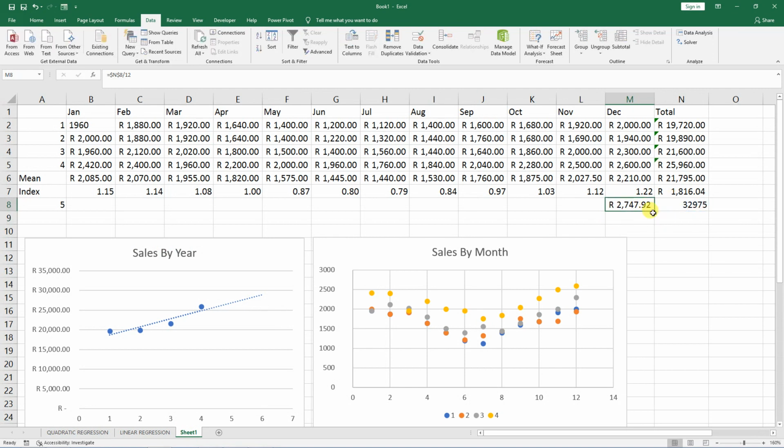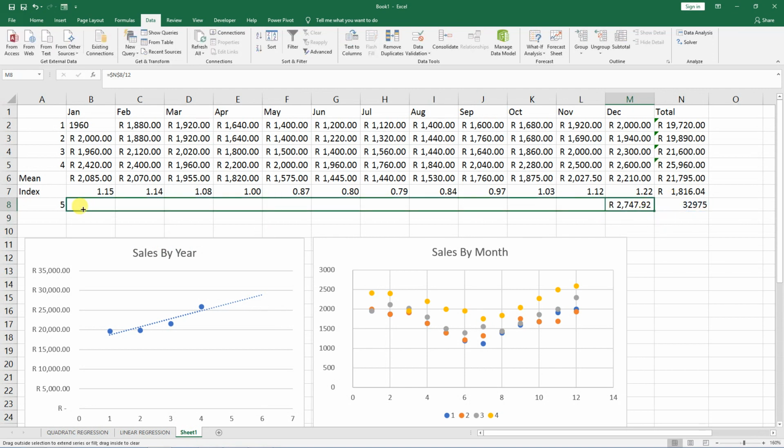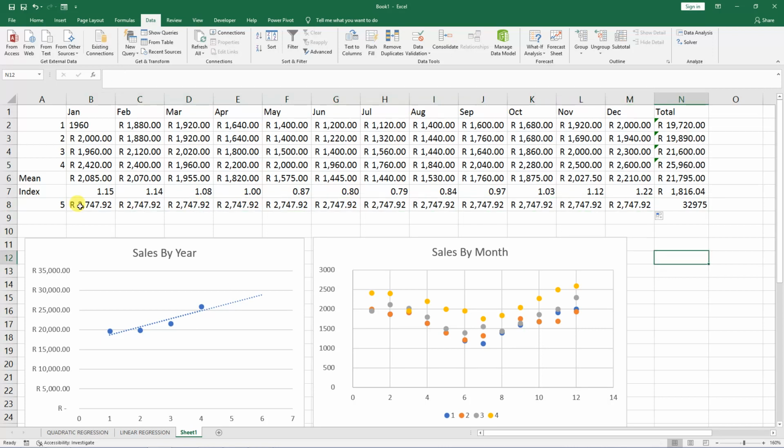Now, as I mentioned, simply dividing by 12 is not going to be sufficient because we don't take into account the seasonality of the sales. So what you do then is you calculate a seasonal index by which you can then multiply your monthly average, which will give you a much better forecast, taking into account the seasonality of the sales.